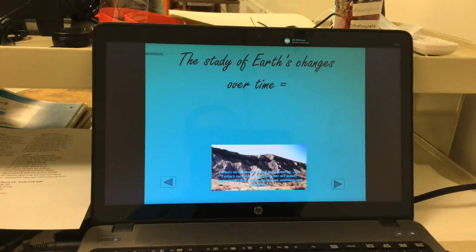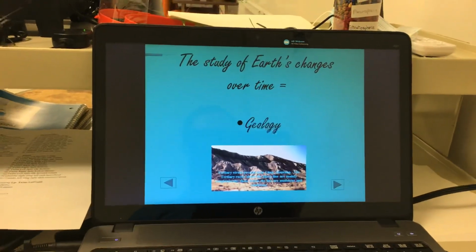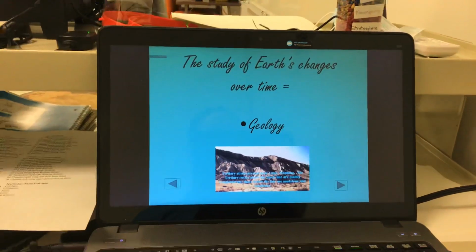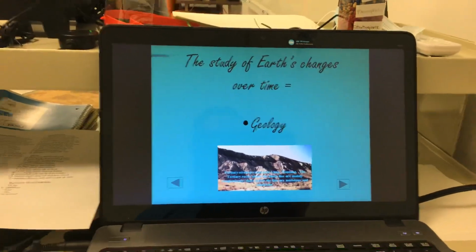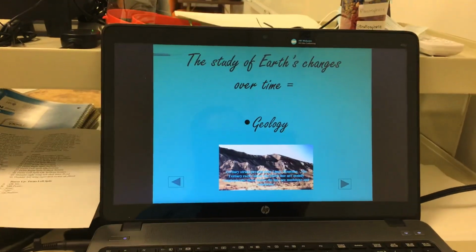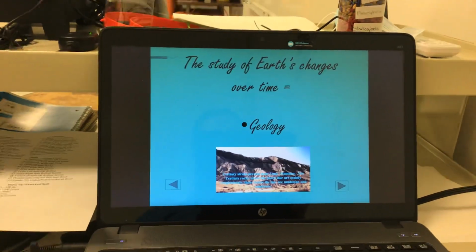The study of Earth's changes over time: geology. Geo means earth, ology, the study of. So the study of Earth. That would be volcanoes, earthquakes, plate tectonics, those types of things.